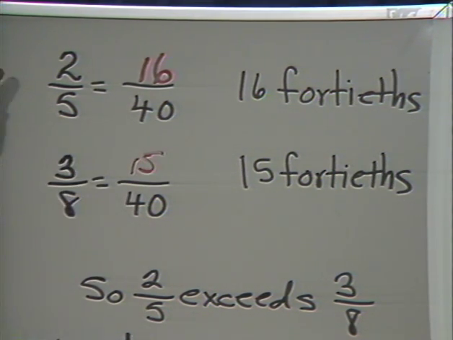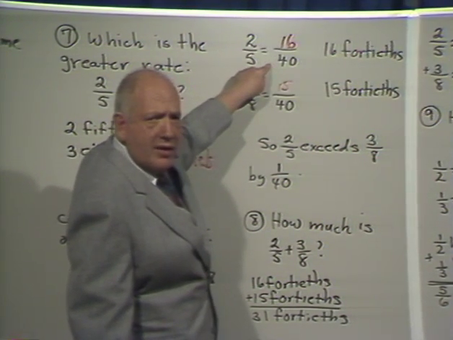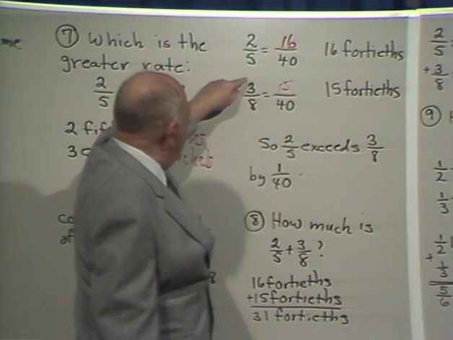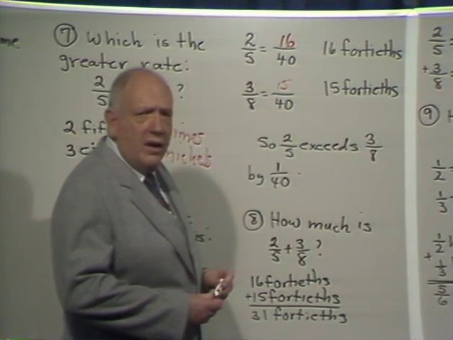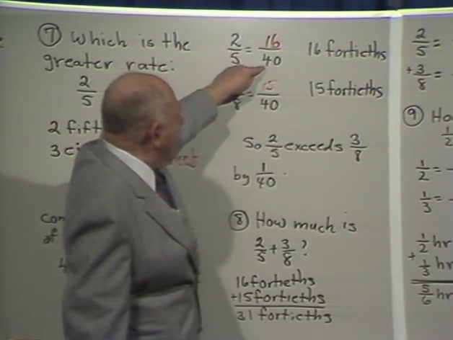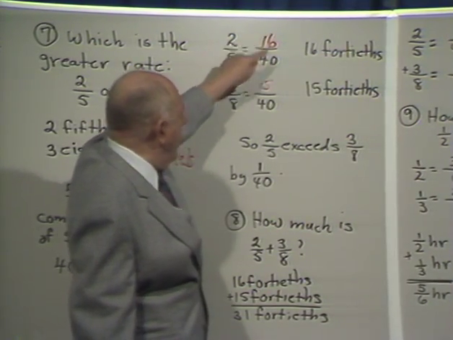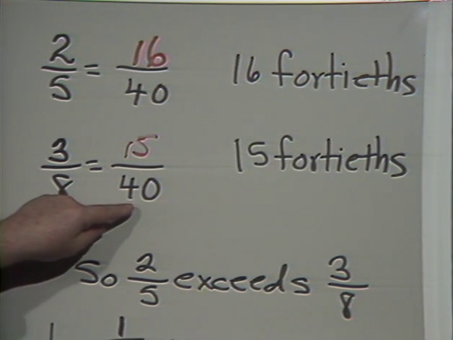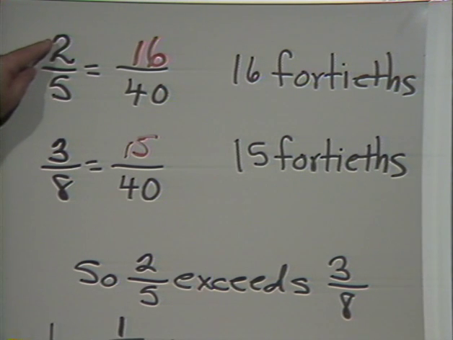And what this says is, at a rate of 2 out of every 5, you're going to get $16 out of every 40. At the rate of 3 out of every 8, you're going to get $15 out of every 40. So now who's giving you the better deal? Basically what this guy is saying is, for every $40 you spend, I'm going to give you back 16. The other fellow is saying, look, for every $40 you spend, I'm going to give you back 15. So evidently, 2/5 is a better deal than 3/8.